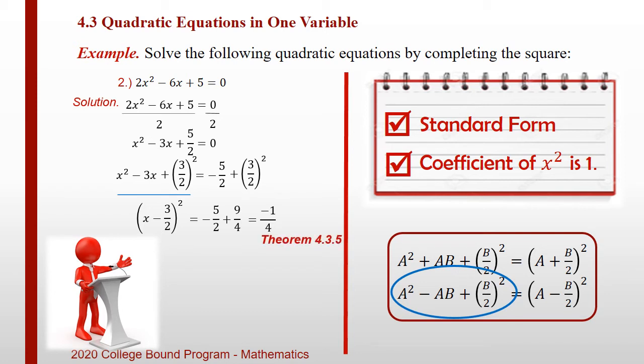Taking the square roots of both sides, we have x - 3/2 = ±i/2. This gives us x = (3 ± i)/2. Therefore, we obtain the following solution set.